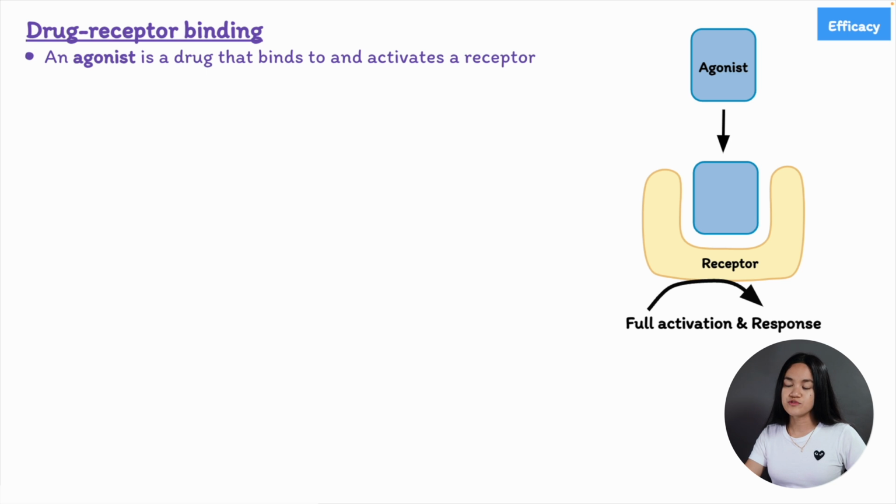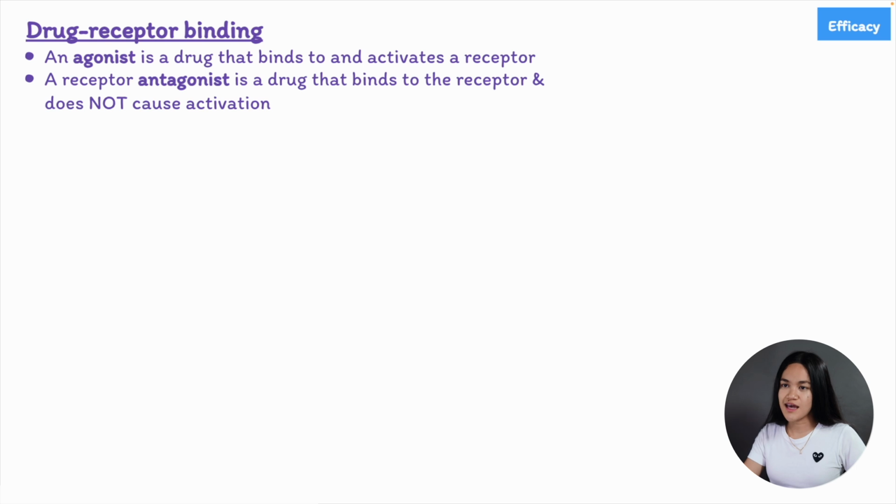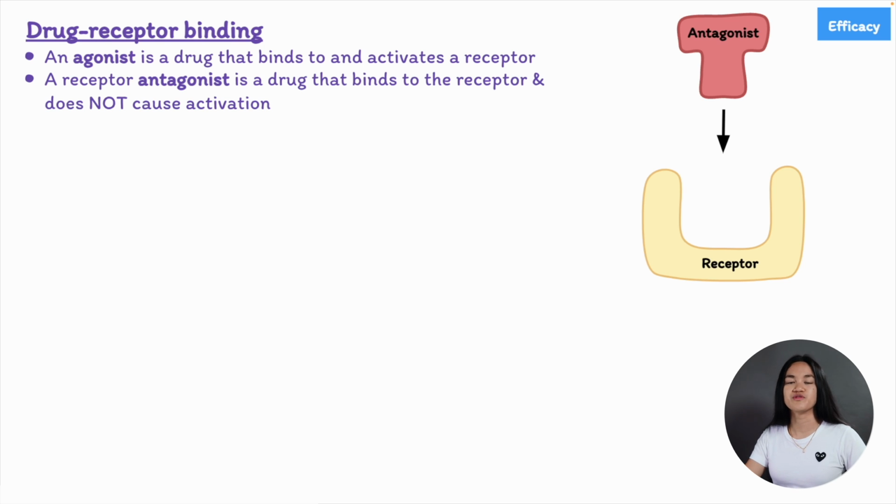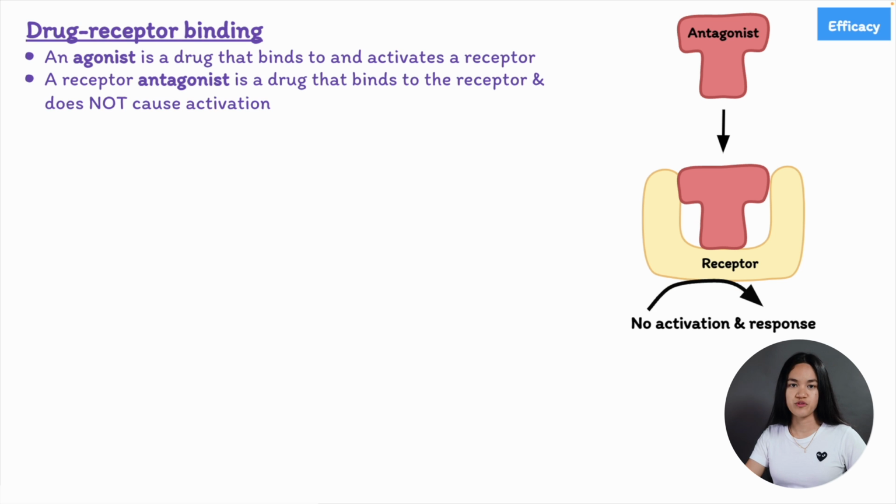And we also have drugs known as receptor antagonists. These drugs can bind to the receptor, but they don't cause receptor activation. They don't activate the receptor. They can bind, but they can't activate it. An agonist drug, okay, activates the receptor, whereas an antagonist can still bind to the receptor without activating it. And we're going to explore the effects of antagonist drugs later in this lecture.